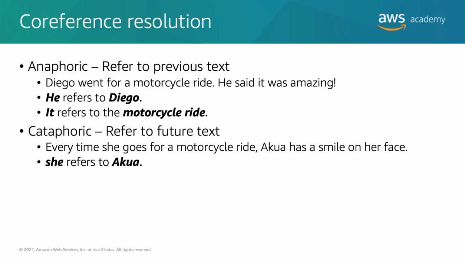The goal of coreference resolution is to identify text mentions that refer to the same underlying object. Coreference can be anaphoric, which refers to the previous text, or it could be cataphoric, which refers to future text. Understanding what the words he, she, or it refers to is important in understanding text and information systems, chatbots, and virtual assistants like Amazon Alexa.